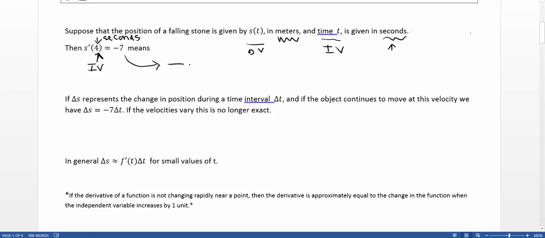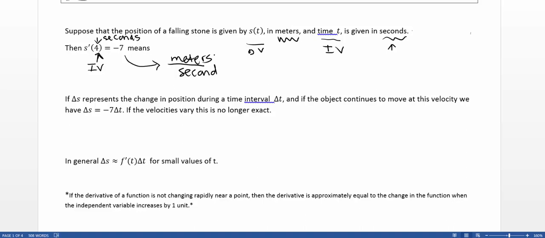So here, that means I'm going to have meters per second. So here, once we've attributed the right units to our numbers, we can construct a statement that represents what we're looking at. So here, after the stone has fallen for 4 seconds, it's moving at a rate of -7 meters per second.